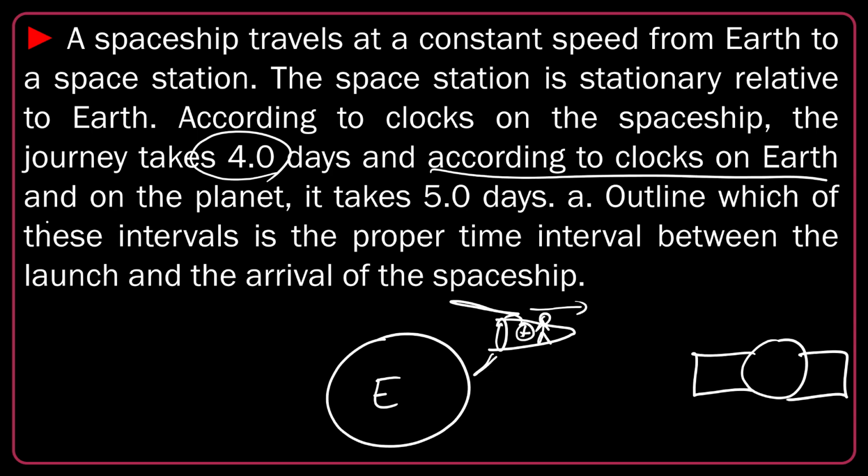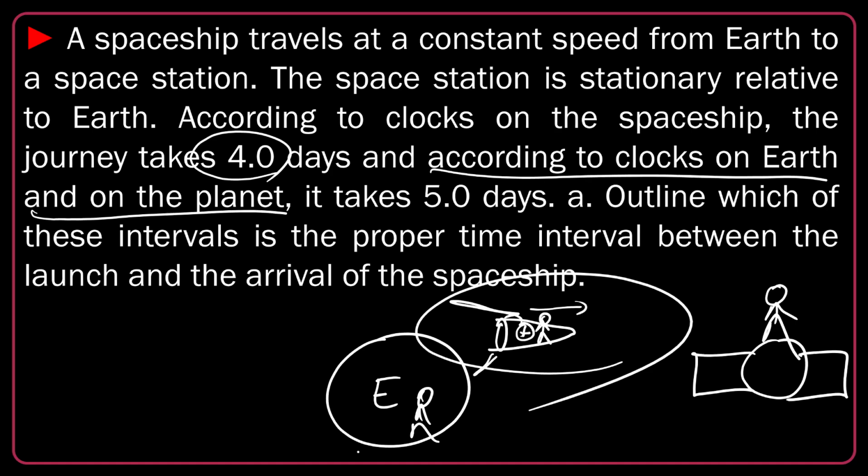According to the clocks on the Earth and on the planet, the people here on the Earth or on the planet or maybe the space station are not at rest relative to this event, okay? So they will measure that for 5 days. Part A: outline which of these intervals is proper time. Of course, the shorter one, 4.